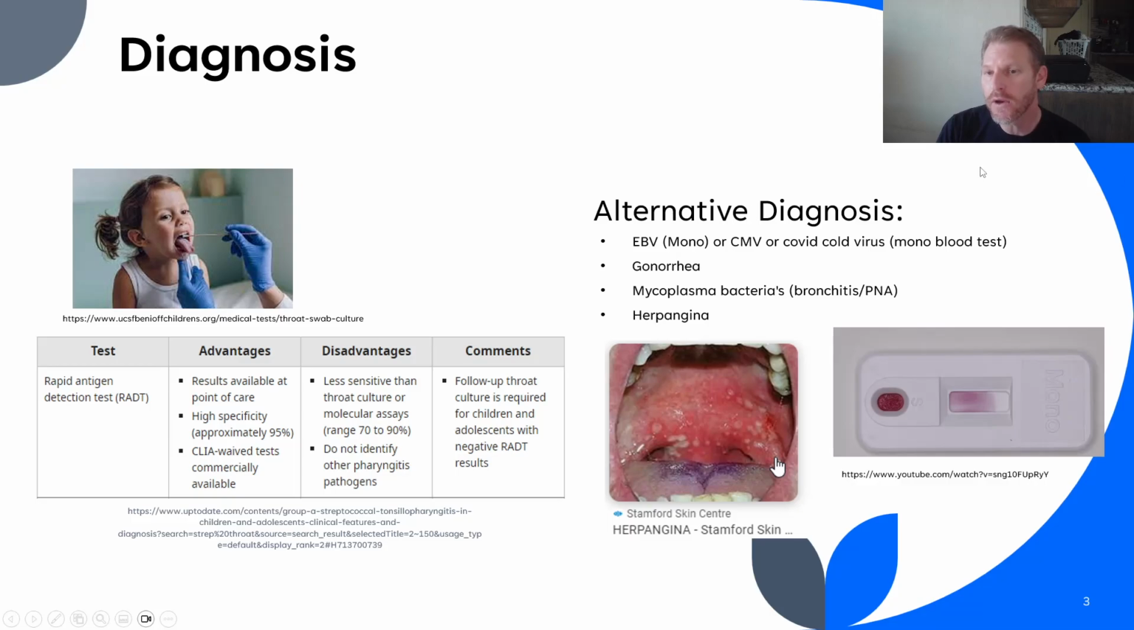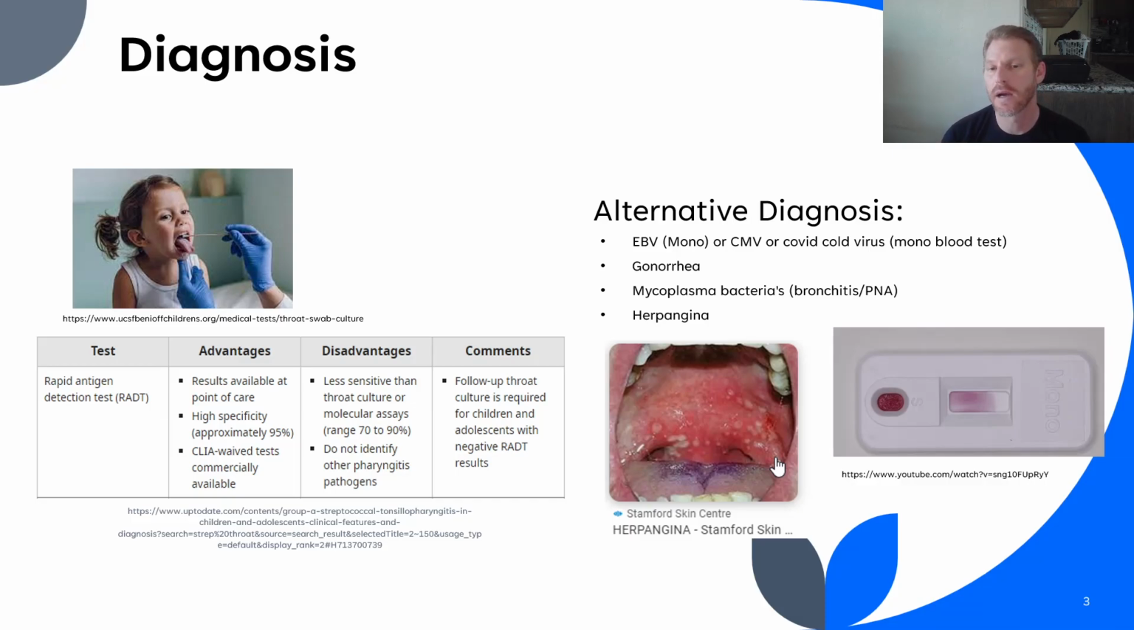The alternative diagnoses that we have to keep in mind on top of strep is, like we talked about, mono, which is a virus that's common in younger people sharing drinks, things like that. Cytomegalovirus and other cold viruses can cause the coryza symptoms that we don't normally see in strep. So that should be kind of in the back of the mind.